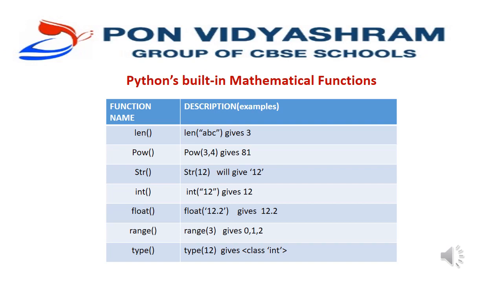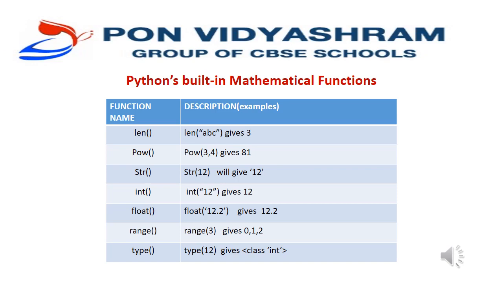Next one is the pow function. Pow is used to find out the power. Now see the example, pow(3, 4). The meaning of pow(3, 4) is 3 to the power 4. So it will multiply 3 four times: 3 into 3 into 3 into 3. It gives us 81. Next one, str(). Str stands for string. So str(12): here I have passed 12 as an integer value, and it has to be converted into a string. So it will give you 12 within single quotes. Now the 12 has been converted to the string data type.